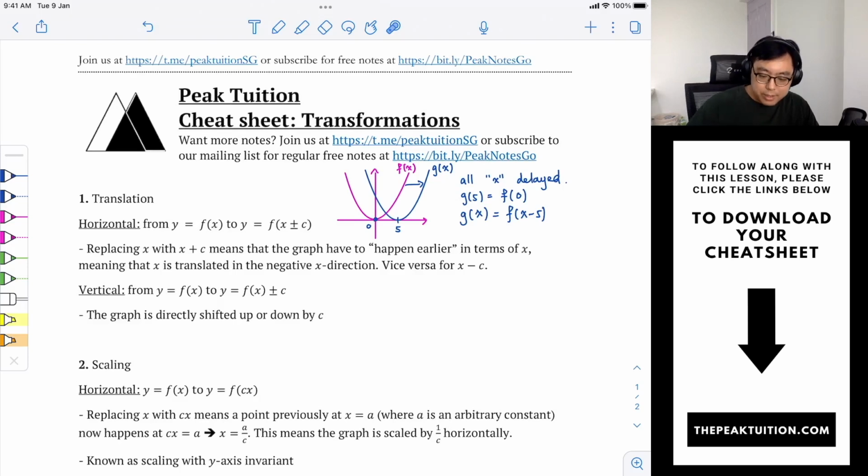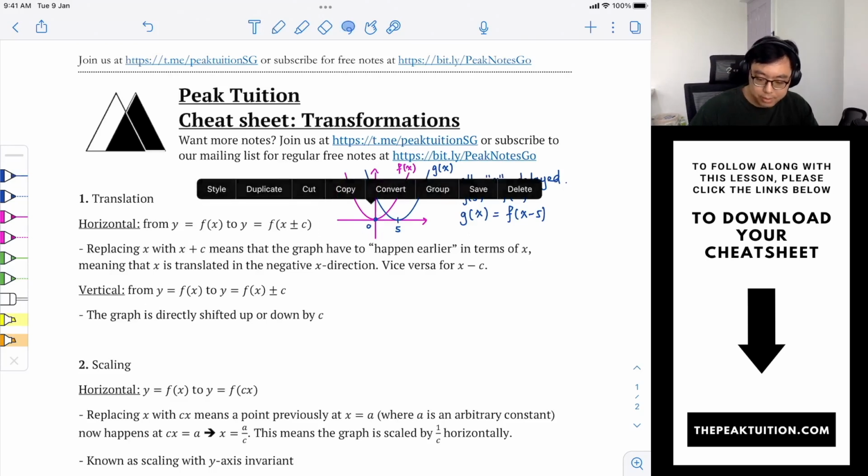Okay, so this is for the horizontal translation. It is a little bit counterintuitive because the plus means you are translating to the negative side and the minus means you're translating to the positive side. But just think about it in terms of whether it's happening earlier or later, and this will help. In the case of a vertical translation, it's much more straightforward. If it's positive, it just goes up. If it's negative, it just goes down.